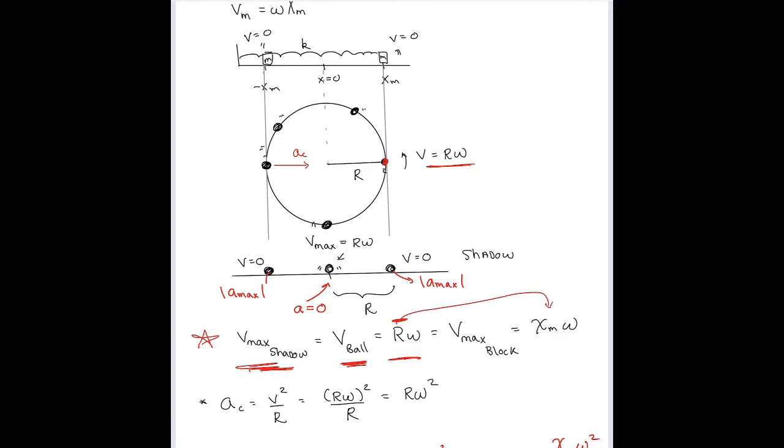So I'm making a connection between what the shadow's doing, which is from the ball going around in a circle, to the block. So that's another way to realize that v max for the block is omega x max.